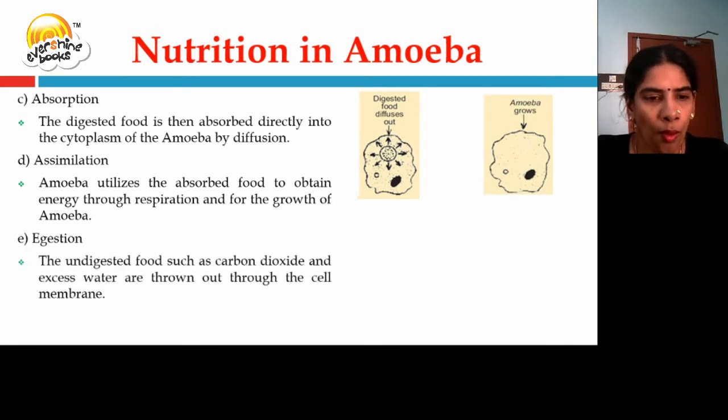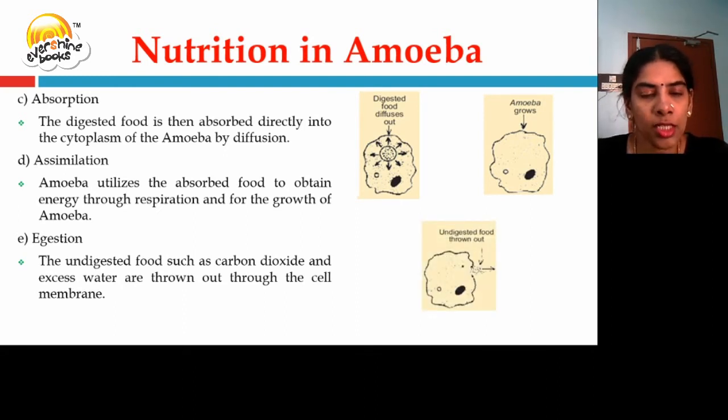Egestion. The undigested food such as carbon dioxide and excess water are thrown out through the cell membrane. So, the undigested food is thrown out of the body while the digested food is absorbed by the cytoplasm for the growth of the amoeba and for respiration.